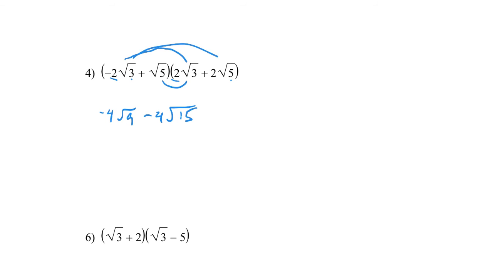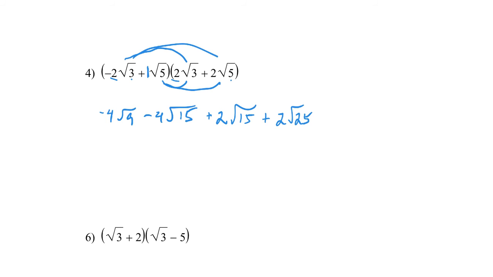Then move on to the next, we got radical 5 times 2 radical 3, so there's no number in front of that radical 5, so it's just going to be 2 times 1. Radical 5 times 3 is 15. Then we got radical 5 times the 2 radical 5, so it's going to be 2 radical 25.